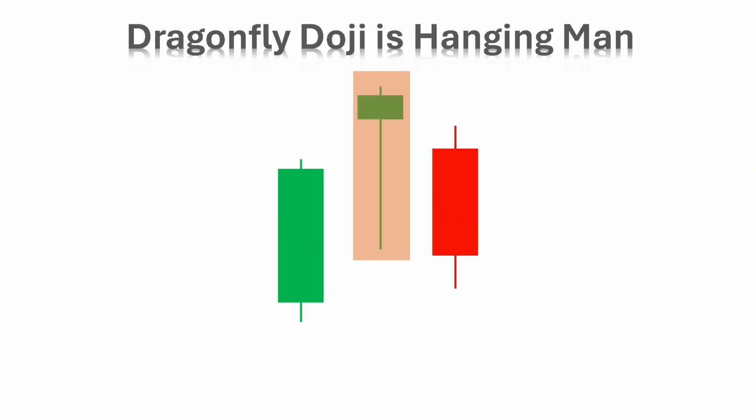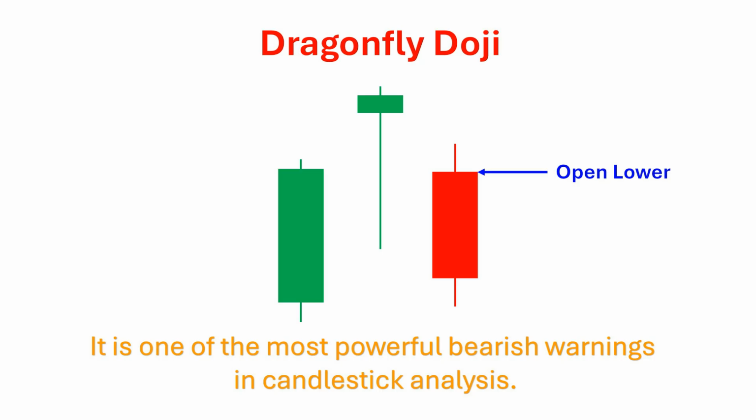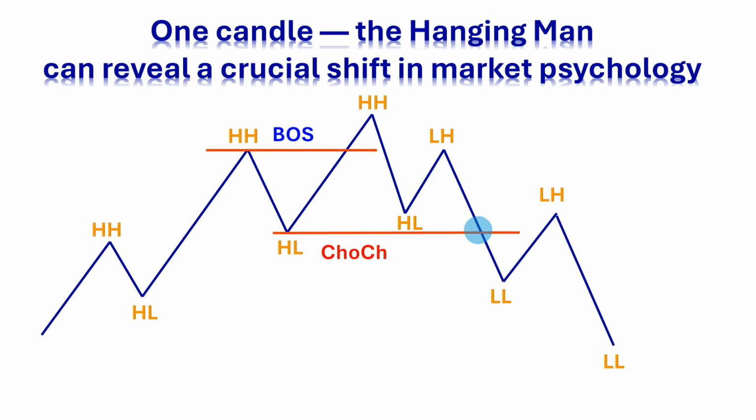Dragonfly doji is also considered as hanging man. The strongest version of this signal is the dragonfly doji. Open and close near the high of the session. Extremely long lower shadow. If the next candle opens lower, it is one of the most powerful bearish warnings in candlestick analysis. One candle, the hanging man, can reveal a crucial shift in market psychology.